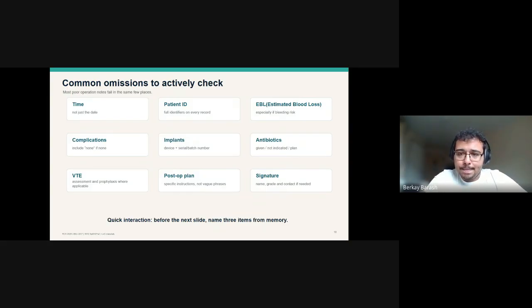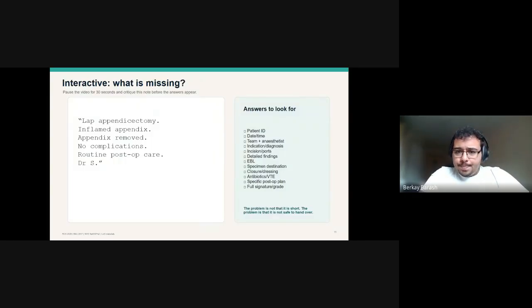Starting back up again. So we're going to have a quick look at this exercise. We are planning to write our operation notes after a laparoscopic appendectomy. This is what one of our colleagues has written. So what is missing from this? If you can take a quick pause and have a look at what it might be.